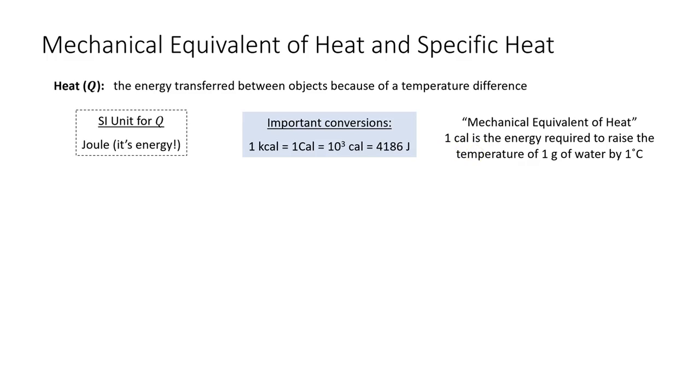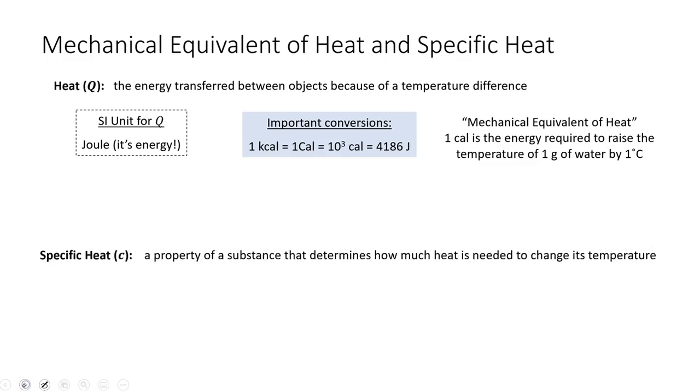All right, then there's also capital C calories. So a capital C calorie is like what's on a food package, and that's actually 1 kilocalorie, or in other words, 10 to the third little c calories. And so 1 capital C calorie then is 4,186 joules. All right, so you might also see calories when we're dealing with heat.